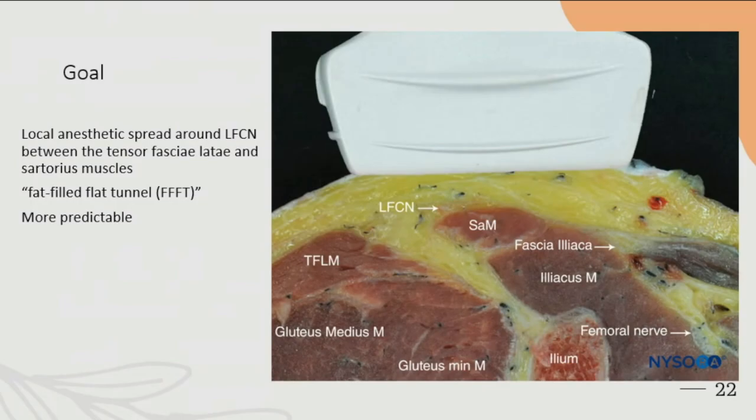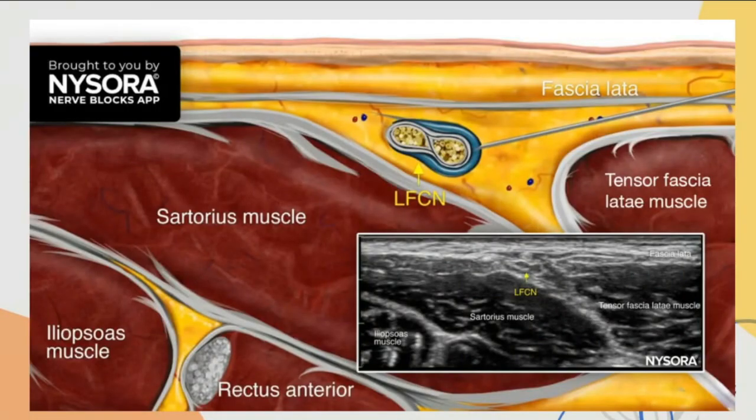I'm going to show you the next diagram. As you can see, there's a triangular fat filled area, like a tunnel, in between the sartorius and the tensor fascia lata. So that is the rough area for it.